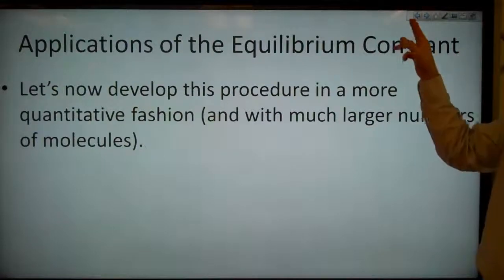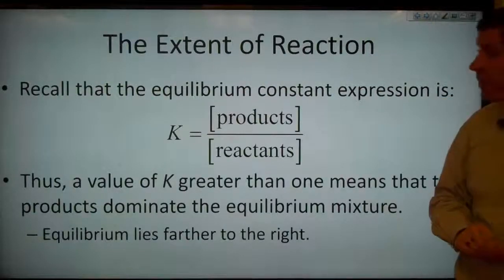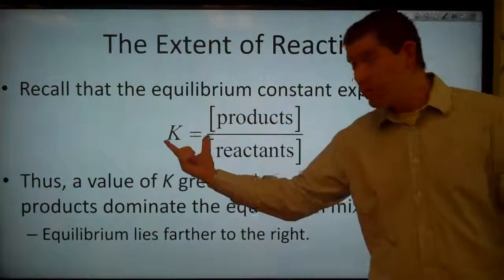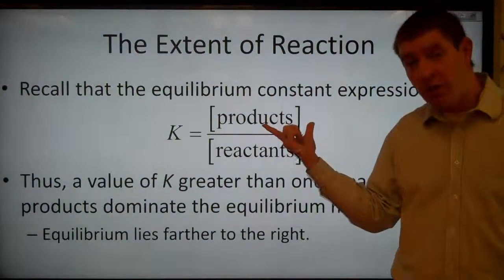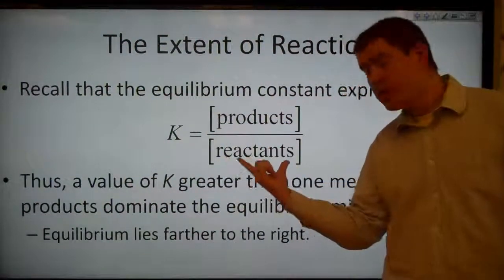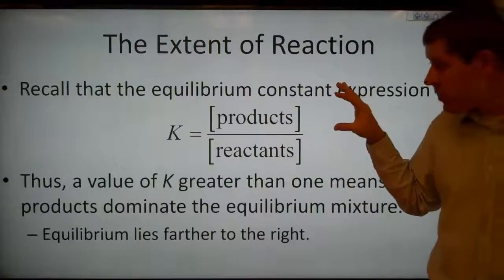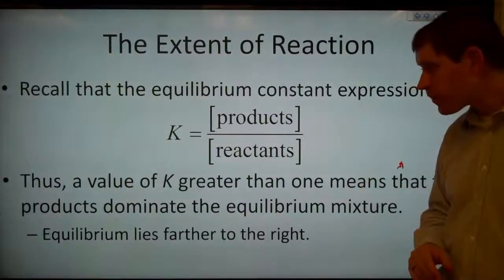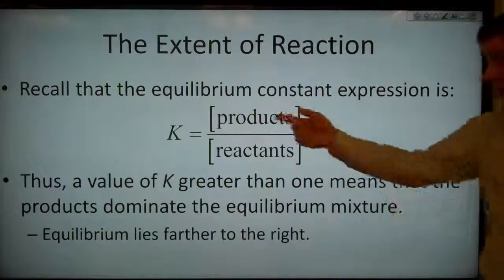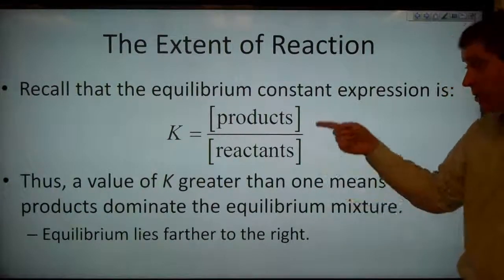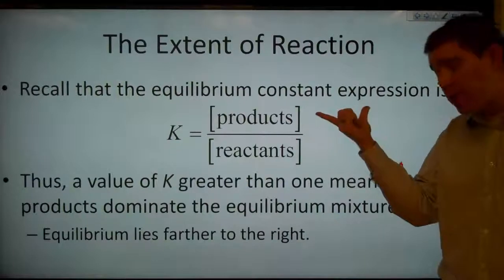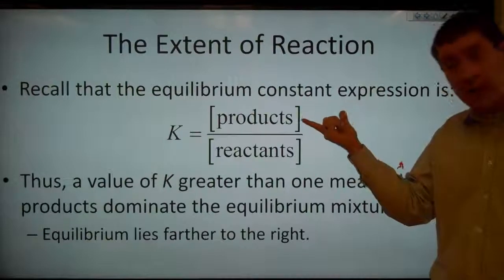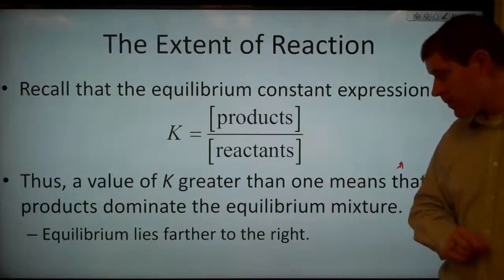Note that you could go back and use algebra to solve as well. So recall that the equilibrium constant expression looks something like this, where the equilibrium constant is equal to the concentrations of our products multiplied together divided by the concentrations of our reactants multiplied together, and each of the products and reactants is raised to a power that is the coefficient in the balanced reaction. So a value of K greater than 1 means that this ratio is greater than 1, and that means that the concentrations of our products are larger than the concentrations of our reactants, and that means that our products are dominating the equilibrium mixture.